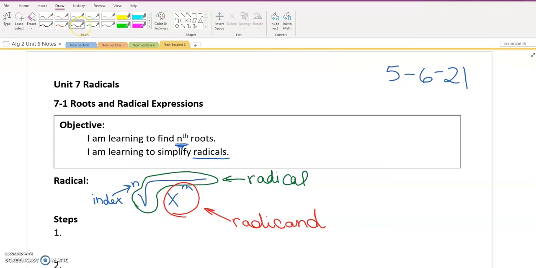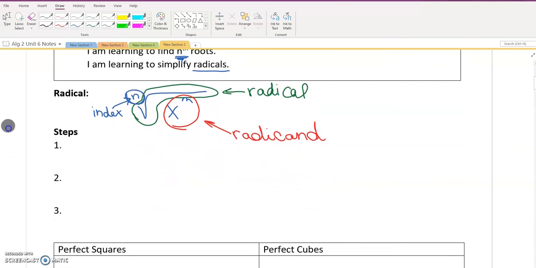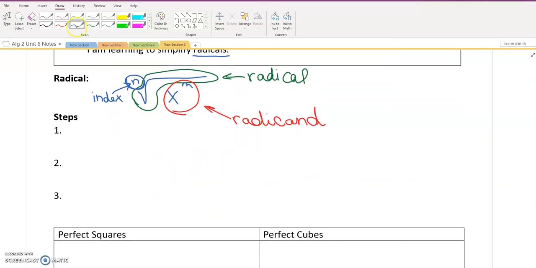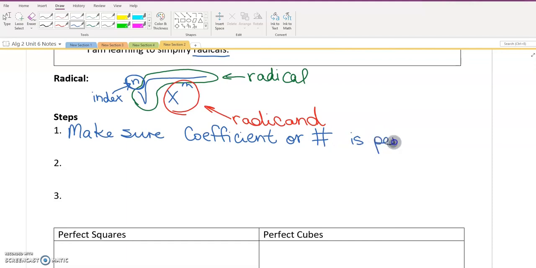So our index is the little number in front of the radical bar. Our actual bar is called the radical. And whatever is inside the radical is called the radicand. So steps for reducing our radicals. Step 1 is we want to make sure that our coefficient, or the number, whatever number you have there, is perfect to that root.